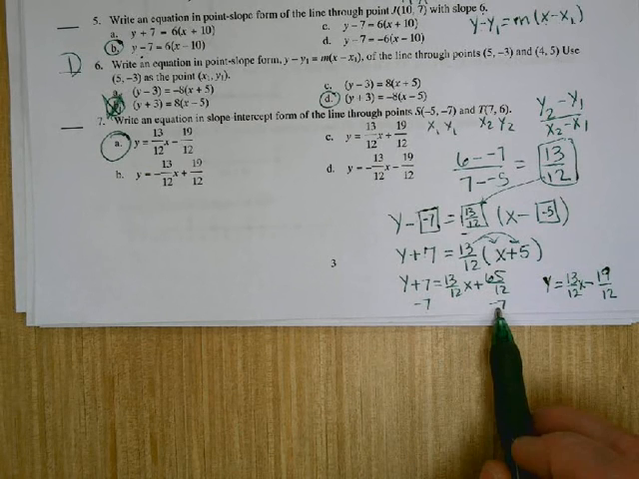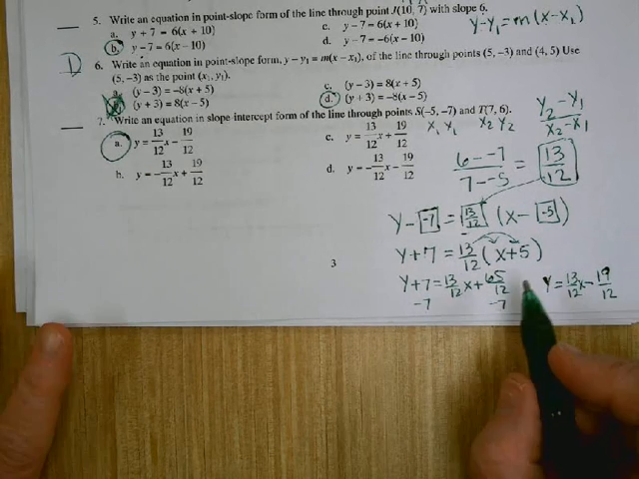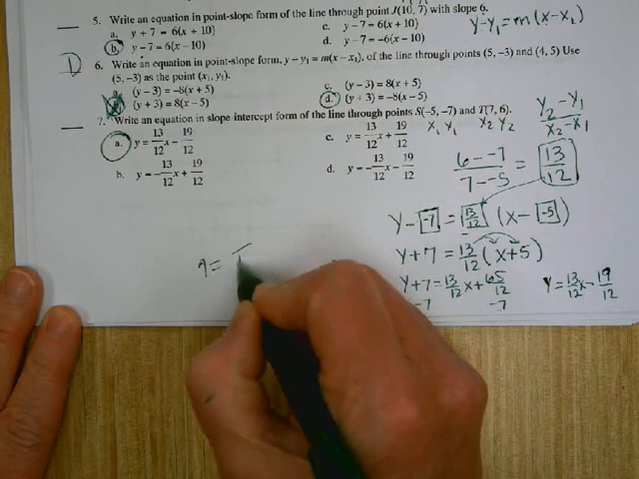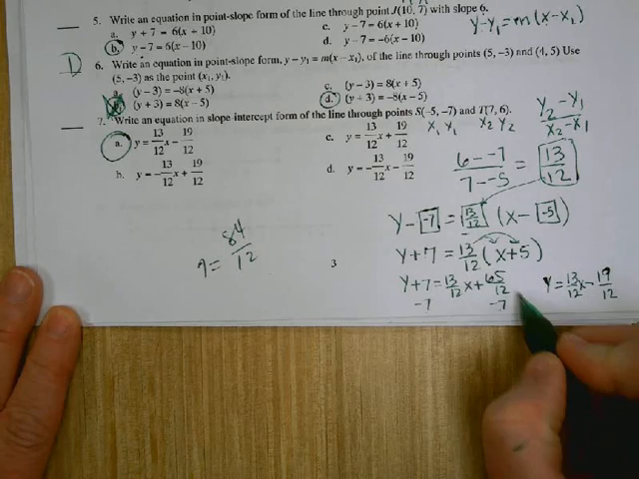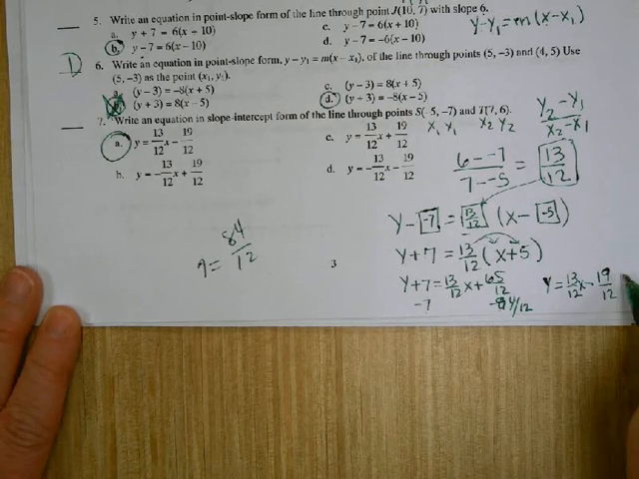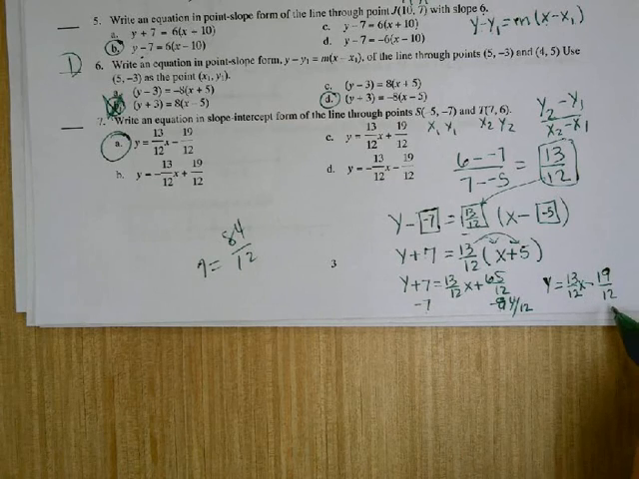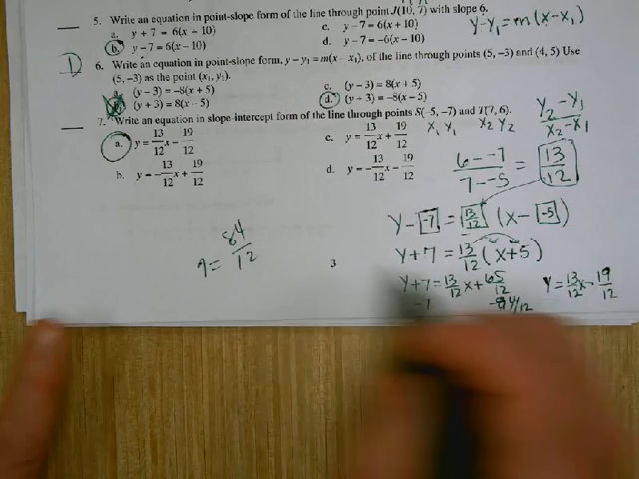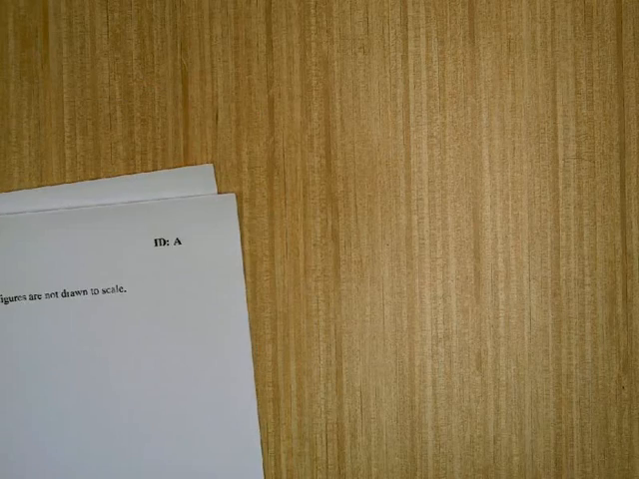Subtract 7 from both sides. When 7 is written as a fraction with a denominator of 12, it's 84 over 12. So it's like subtracting 84 over 12, which gives me negative 19 over 12. And that would be answer choice A. Okay, let's see what's next.